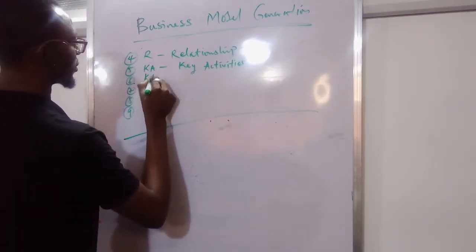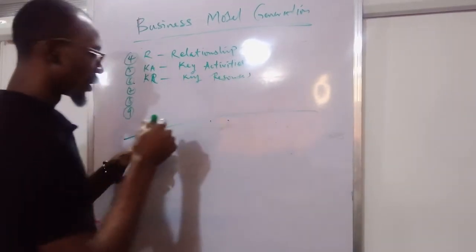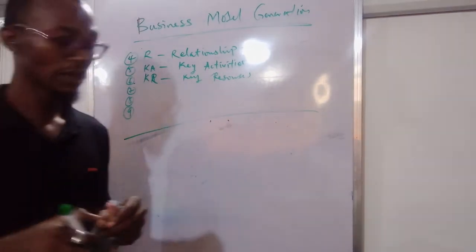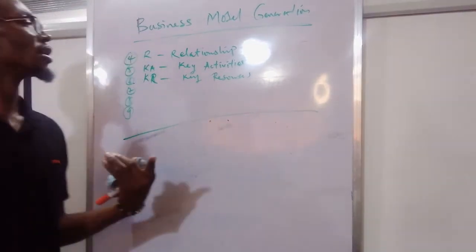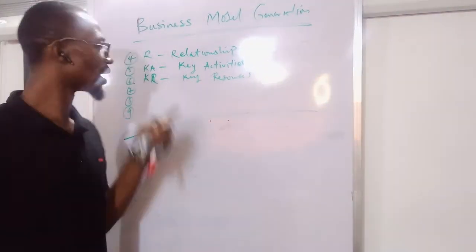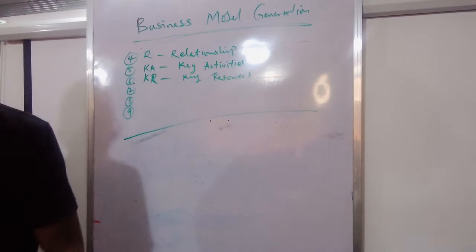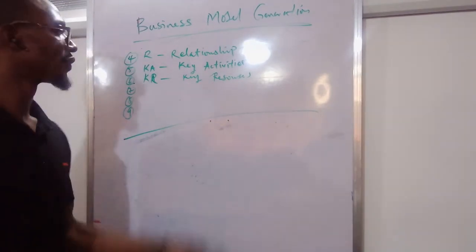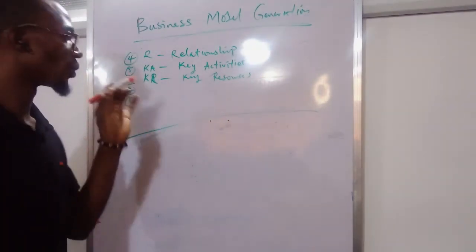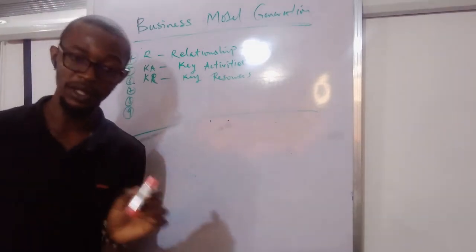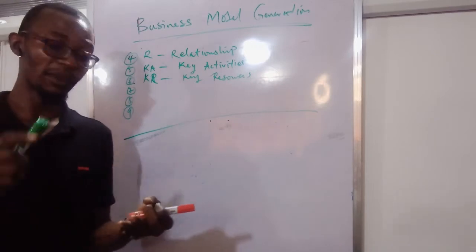Moving on. Key resources. Now we know we have activities, right? We have a value proposition, we have a customer segment, we have channels, we have relationship, we have activities. Now, what are the key resources we need to get things done? For our value proposition, let's take food for instance again. Healthy food. What are the key resources we need? We're going into healthy food, then probably we need a processing plant. Probably we need to be more careful about the packaging.